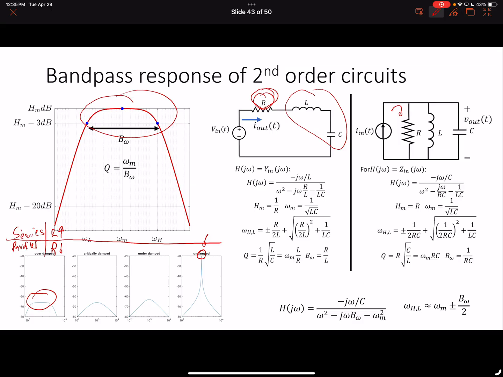Now, as R decreases in the series circuit, you're going to get a bigger response here, a bigger peak, a bigger HM. And in the parallel circuit, as R increases, you're going to get a bigger HM. And your circuit correspondingly becomes more undamped.